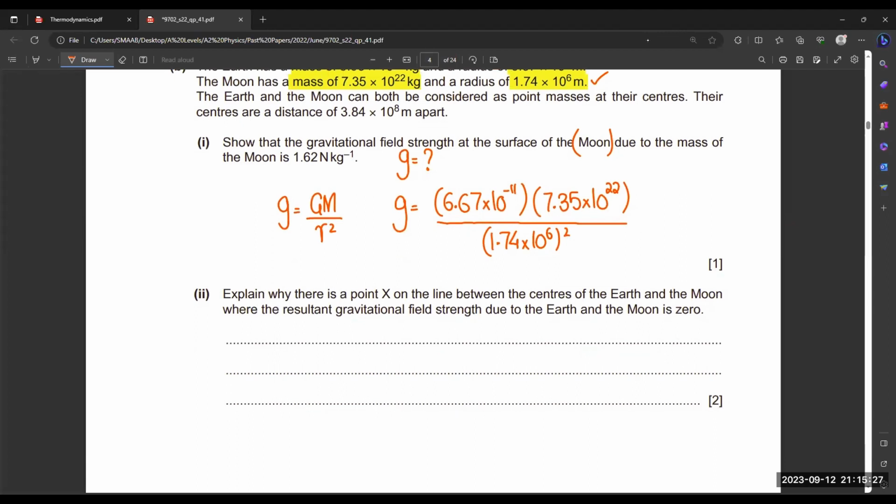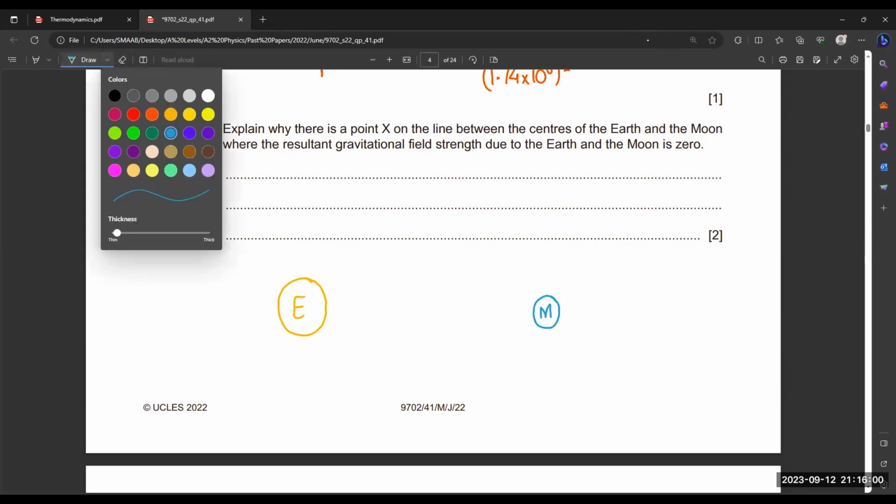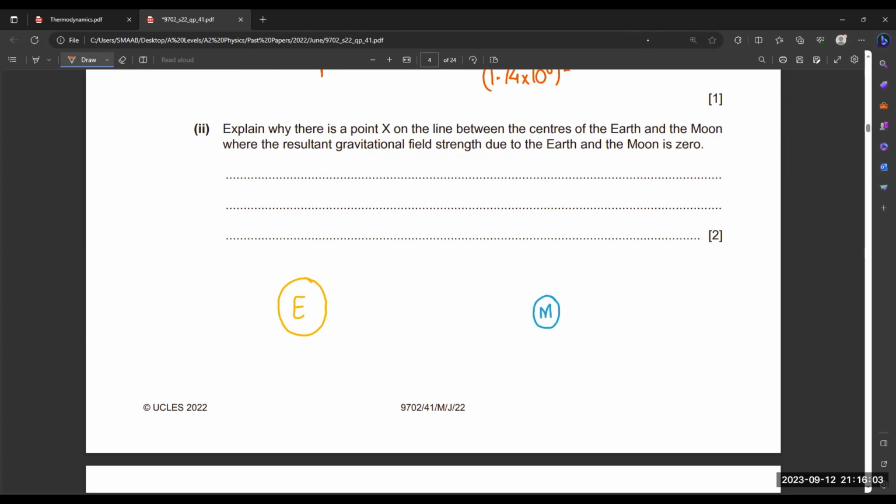And in the next part, they are asking, explain why there is a point X on the line between the center of the Earth and the Moon, where the resultant gravitational field due to Earth and Moon is zero. So let's suppose, if we consider the Earth surface over here, and we have a moon over here, and there is a point X that lies between the center of Earth and Moon. Let's suppose we consider the center, this is point X, right?